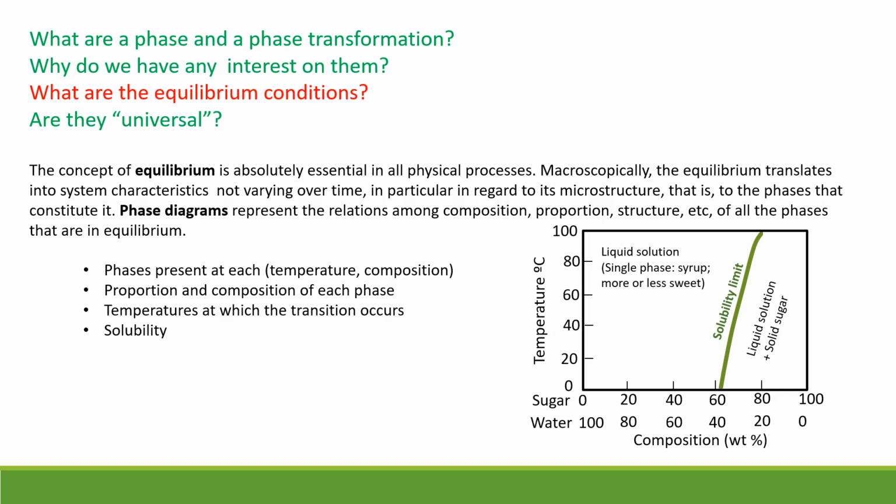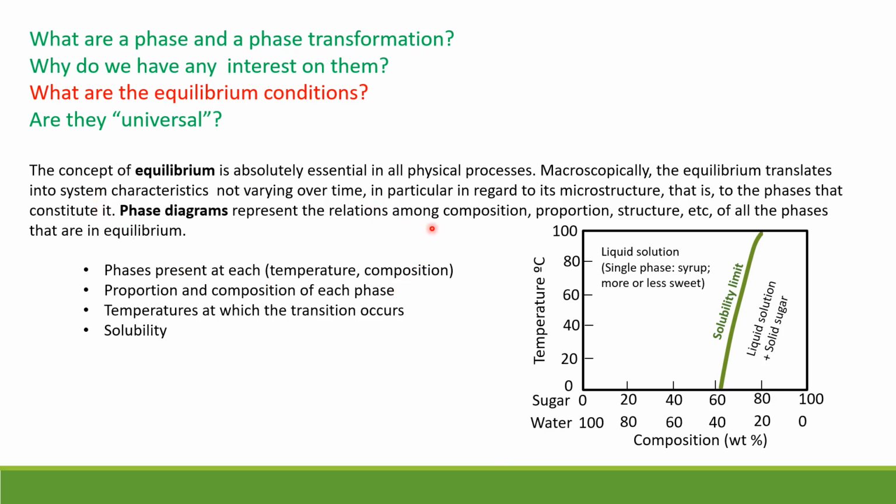The concept of equilibrium, I'm not going to go into detail. It's absolutely essential in all physical and chemical processes, and macroscopically, the equilibrium condition translates into system characteristics that do not vary over time. In particular, they do not vary over time regarding microstructure, composition, phases present, etc. The way to represent the equilibrium conditions is the phase diagram.